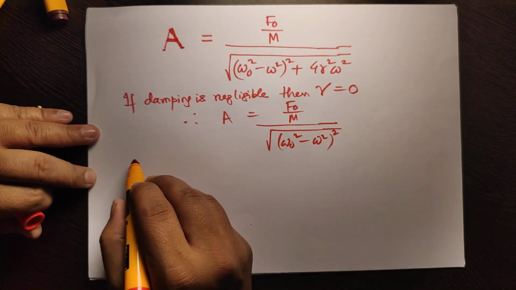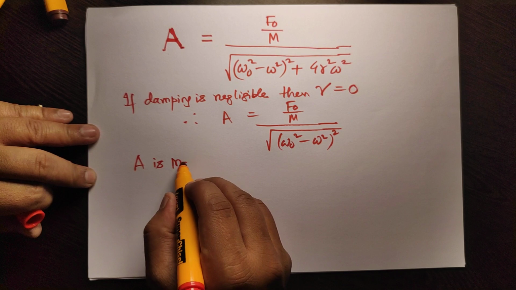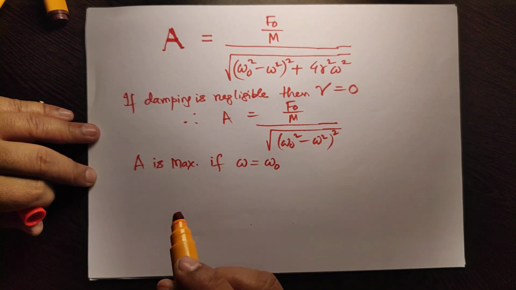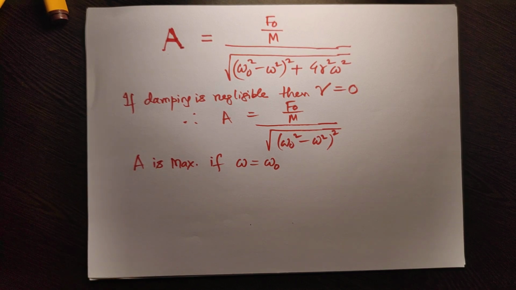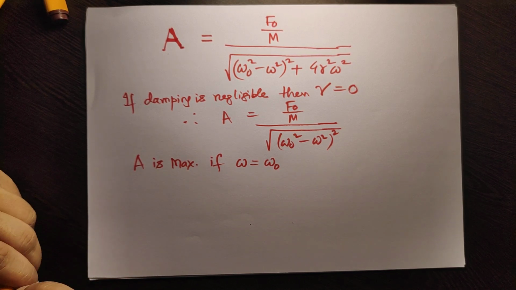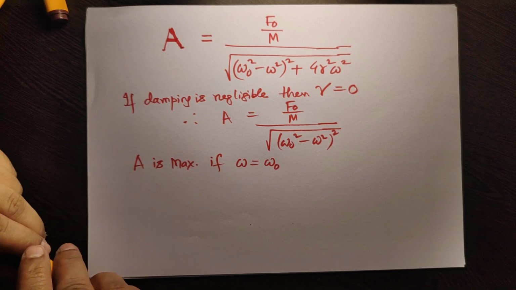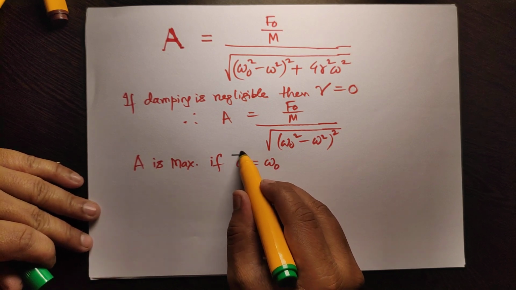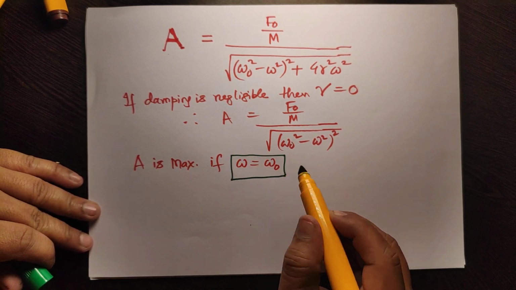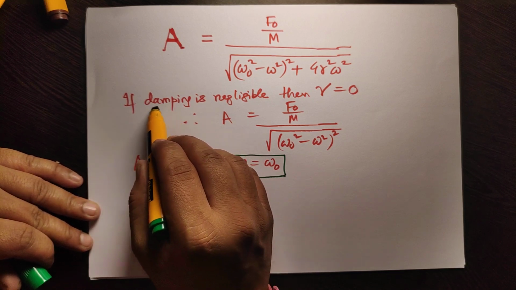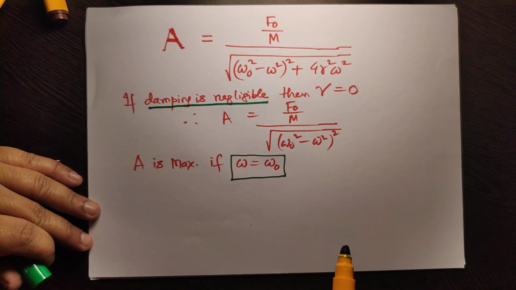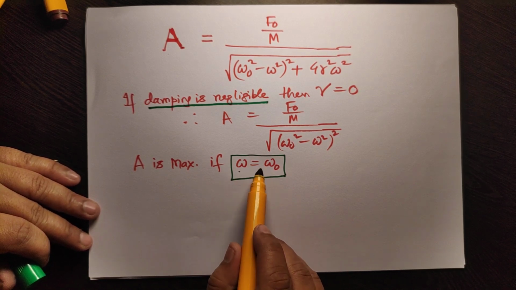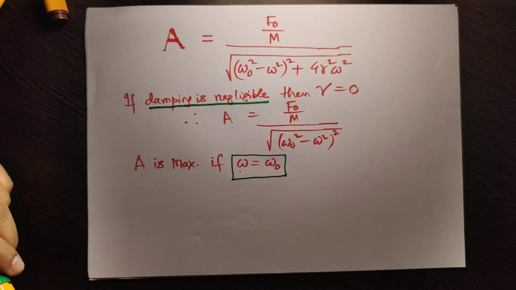So now here A is maximum if omega is omega naught, that means the amplitude is maximum when the frequency of the external periodic force matches that of the natural frequency of the system. This happens when damping is negligible or damping is 0, or if damping is negligible, then the frequency of the external periodic force should be close to the natural frequency, right?